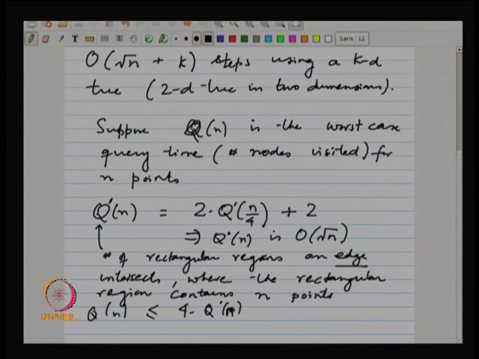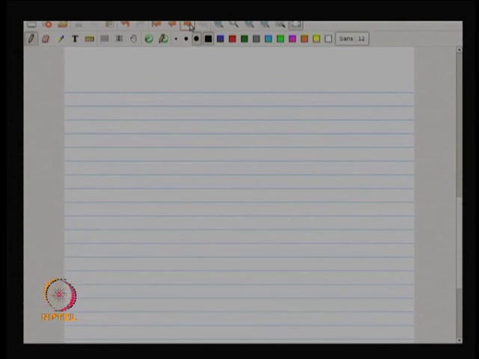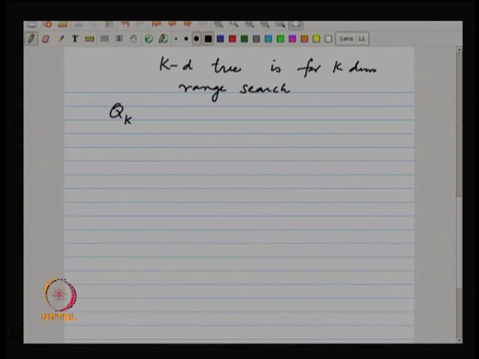Fine. So, that is basically your 2D trees, and in general, maybe you want to guess again, what do you think will be the result if we talk about k dimensions? So, the KD tree is for k-dimensional range search. What about the query time in, let us say, k dimensions for n points? What do you think it should be? For 2 we know the answer to be square root of n.